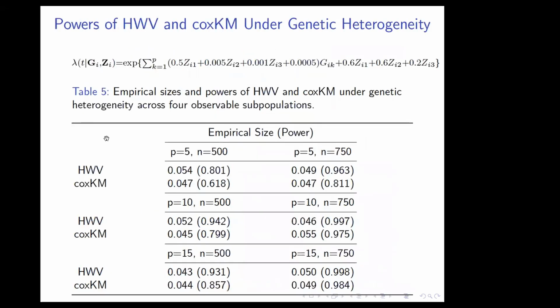Then we compared the power of HWV and the coxKM under genetic heterogeneity. This time we consider 4 observable subpopulations coded by these 3 dummy variables, and we let the genetic effects vary across the 4 subpopulations. Under this situation, you can see both tests still control the type 1 error well, but the HWV is more powerful than coxKM because HWV can account for genetic heterogeneity.